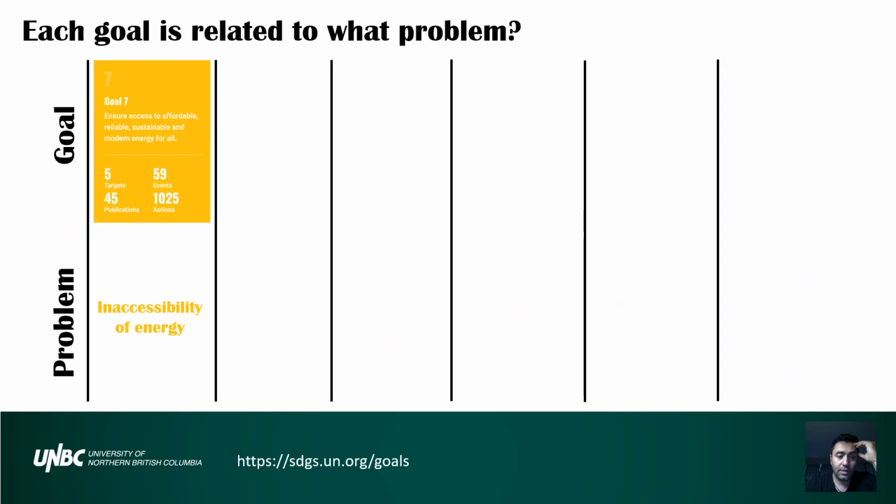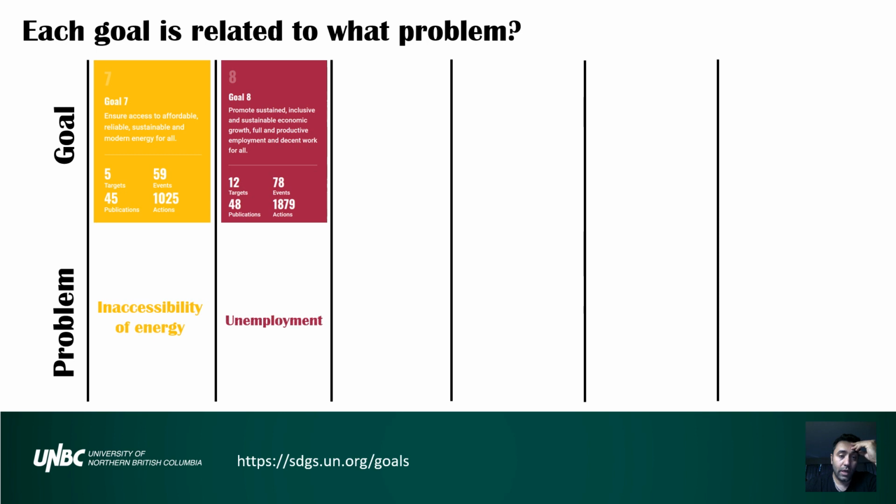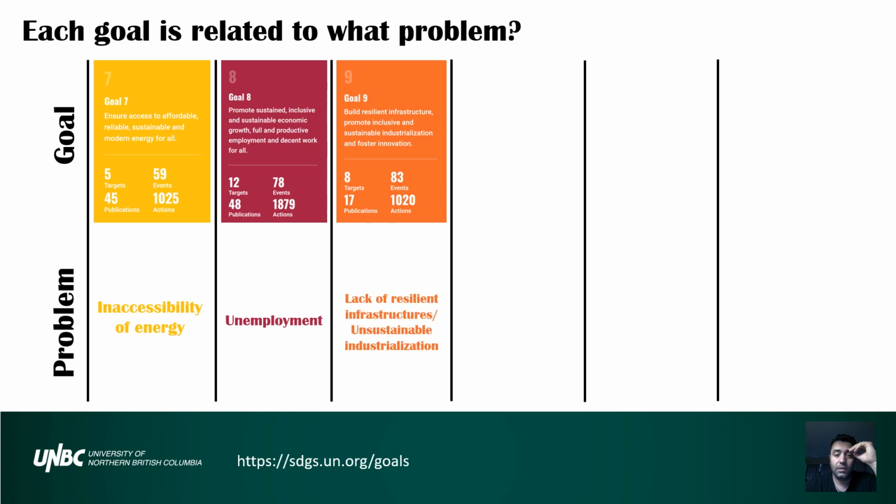Goal 7 is about inaccessibility of energy. It means affordable, reliable, sustainable, and modern energy for all. Goal 8 is about unemployment. Goal 9 is about building resilient infrastructure, promoting inclusive and sustainable industrialization, and fostering innovation.